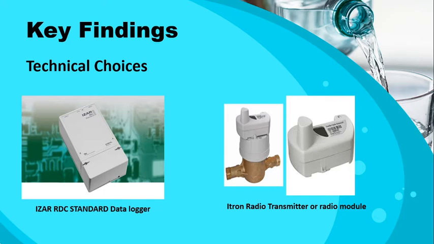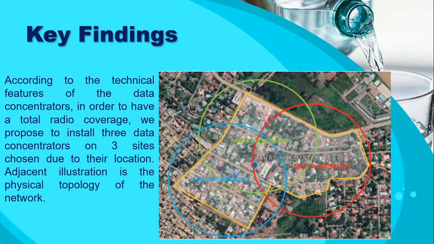Thus, concerning the area to be covered and according to technical features of data concentrators, for a total coverage, we will need 3 data concentrators, as can be shown in this image. You can see where we have identified the three places where we have to implement our concentrators.